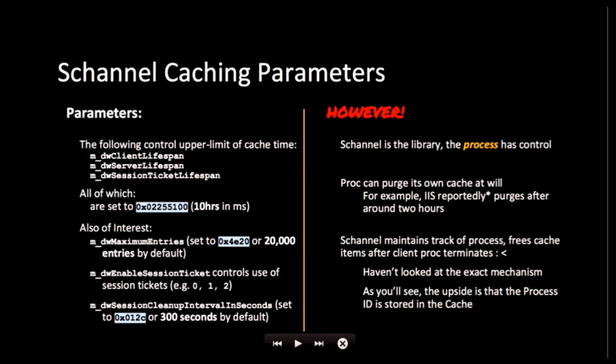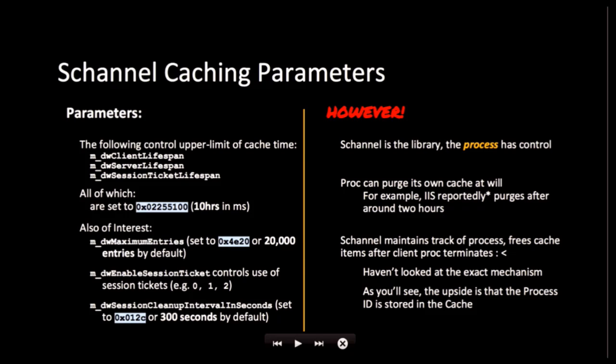The other thing is the maximum number of entries. Again, this is hard-coded into the S-channel binary, just like the value above, but you can override it in memory, or you can override it in the registry. And that's set to 20,000 entries by default. And then the other thing is enable session tickets. In theory it's 1, 2, or 0. Presumably 0 is undefined. That's what it is by default, hard-coded into the S-channel binary. And if you don't change that to 1, then session tickets don't seem to work.